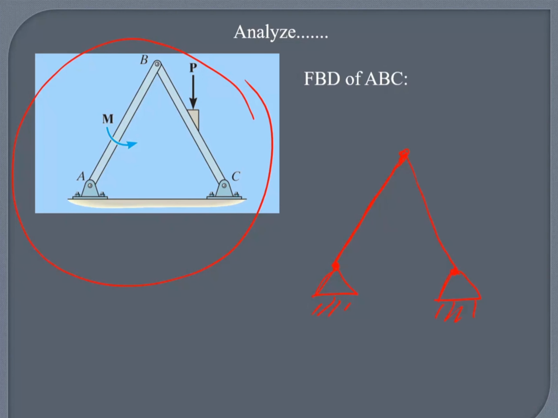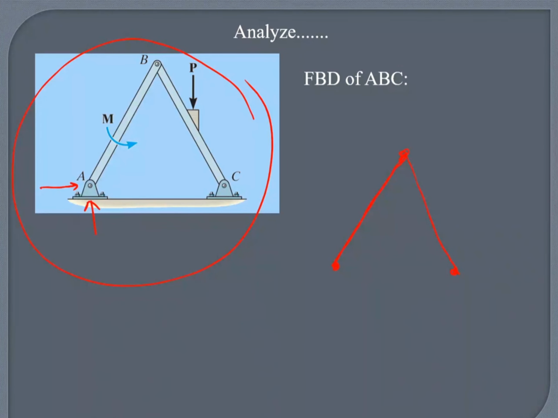At point A, I've got 2 reaction forces. Is that clear? Because AB is not a 2-force member. There is a couple moment being applied on the member, so it is not a 2-force member. If it was a 2-force member, I would have said there's only one reaction force here. And this reaction force I could divide into 2 components. But because of the couple moment applied to the member, at A I will have 2 reaction forces.